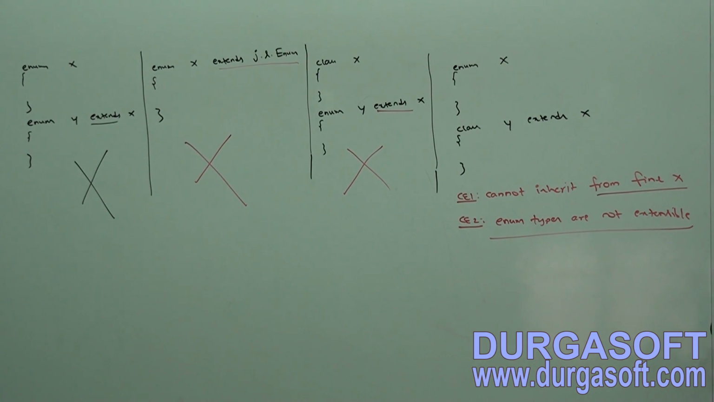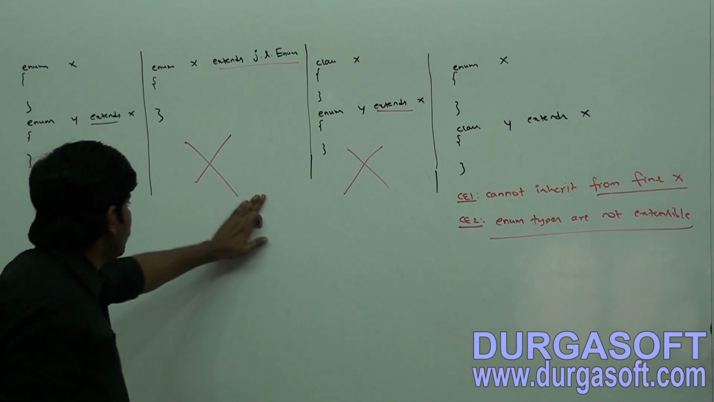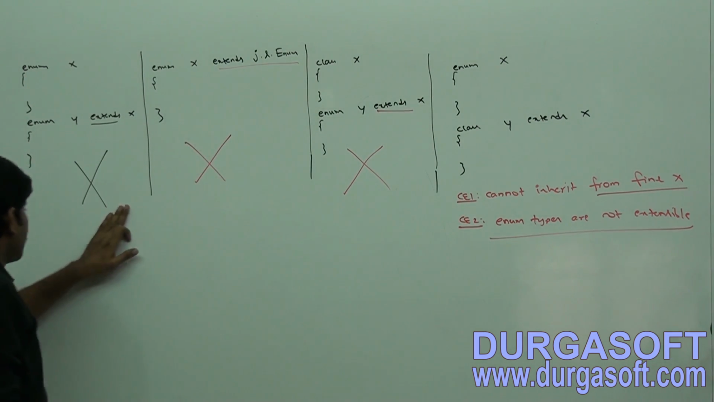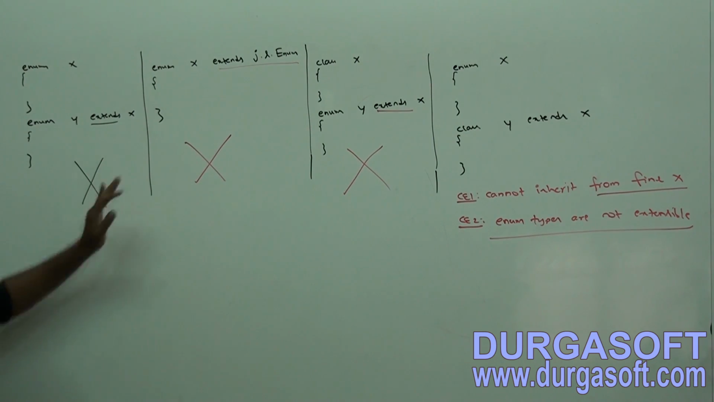Enum X, enum Y extends X: invalid. Next, enum X extends java.lang.Enum: invalid. Class X, enum Y extends X: invalid. All are invalid.